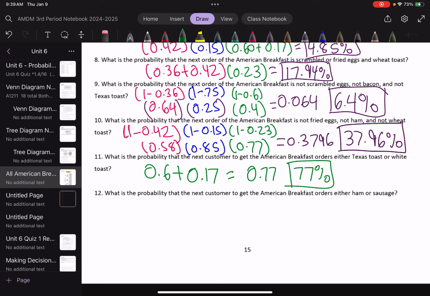All right. Last but not least, number 12, it says, what is the probability that the next customer to get the American breakfast orders either ham or sausage? Same idea. I've got 0.15 plus 0.10, which is going to give me 0.25 or a 25% chance that they're going to get either ham or sausage. So in the last one, we didn't care about the eggs, we didn't care about the bread, we were just focusing on the meat. And for number 11, we were just focusing on the bread option.